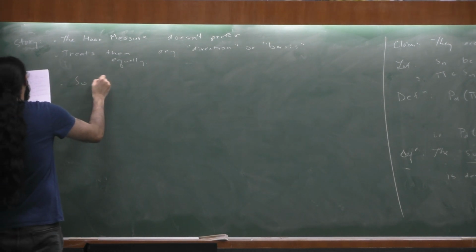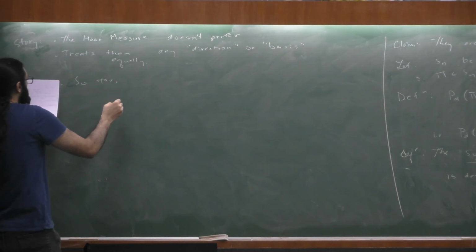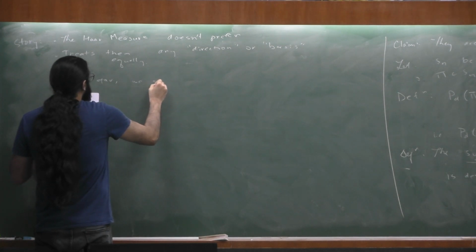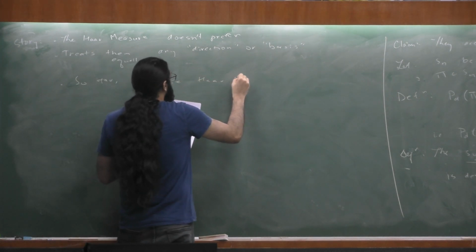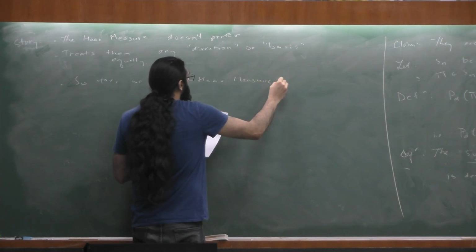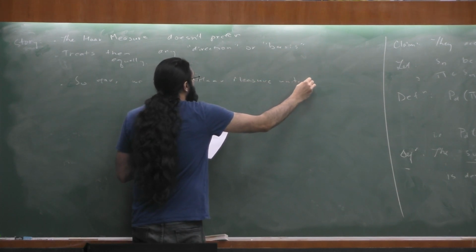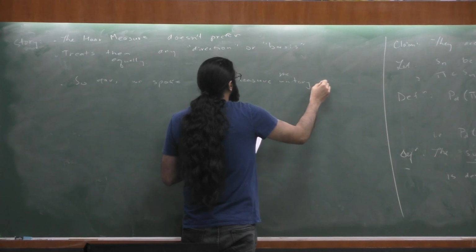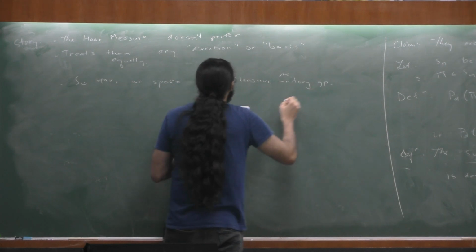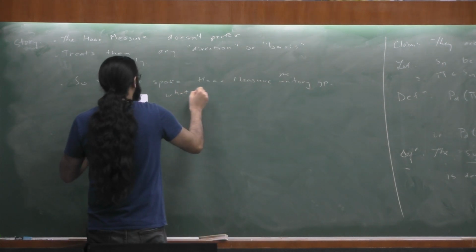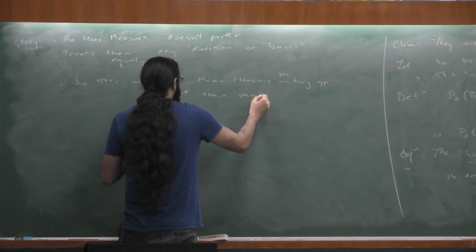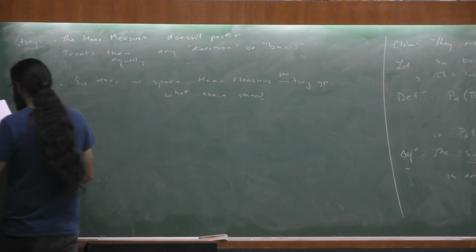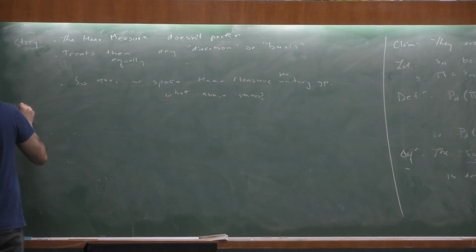So far we spoke of Haar measure for unitary groups. What about states? Haar random states. For that we'll need some more notation. So let's introduce the notation.